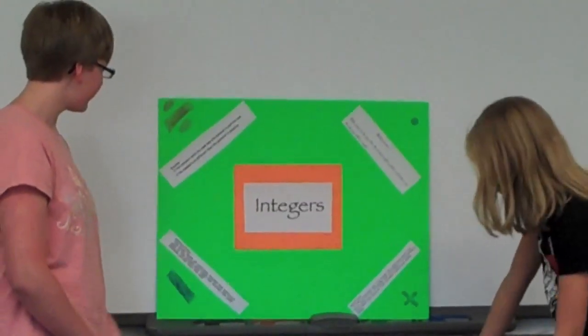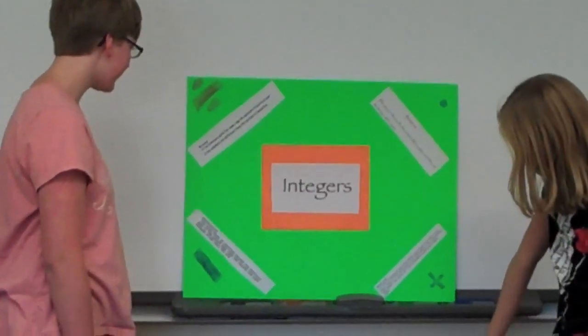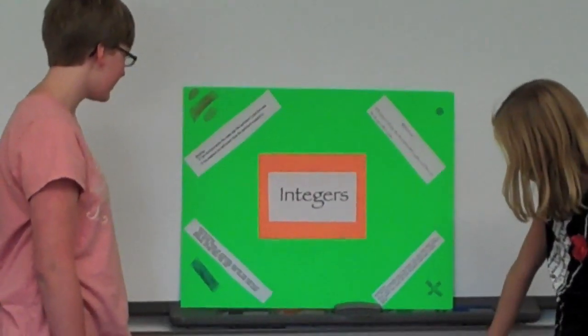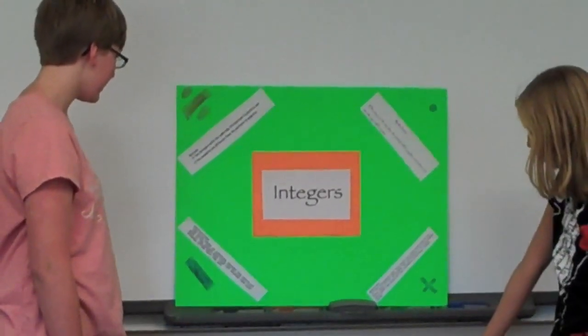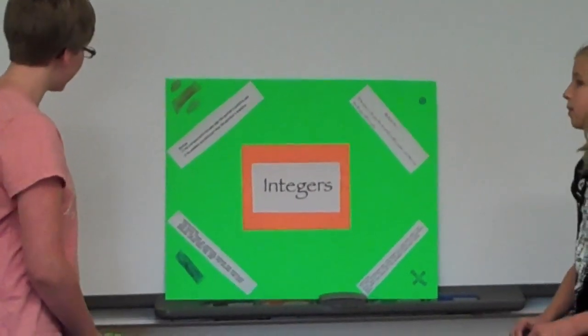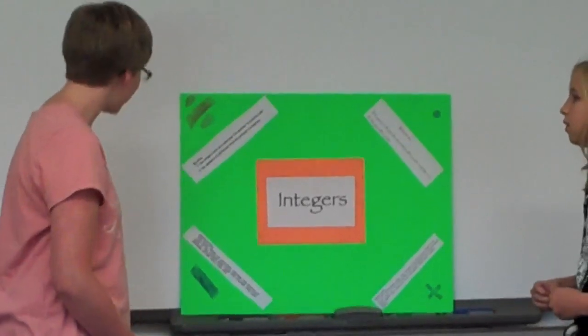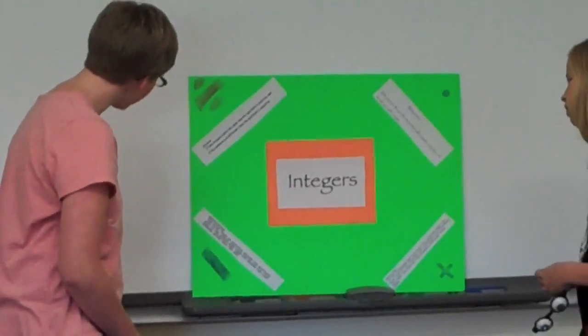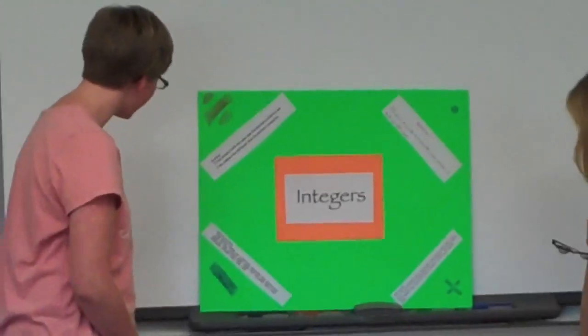Addition. If two integers are the same, you add and keep the sign, and if the integers are different, then subtract and keep the sign of the number farthest from 0. Subtraction. The same thing as addition. Change the subtraction sign to the addition sign. Then you change the last number, after that you add.